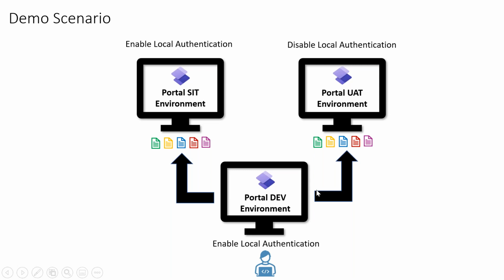My objective is not to deploy the same configuration I'm doing on dev to the UAT and the SIT. There are some changes I want to make while doing the deployment. When I deploy to the SIT, I want to enable the local authentication. But when I deploy it to the UAT environment, I don't want to enable the local authentication. That means no one can directly go to the portal and register themselves and create a new user ID and password. So I'm going to deploy my portal configuration to different environments with two different configurations as well. That is what I'm going to demonstrate to you.